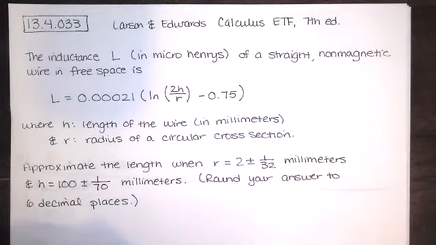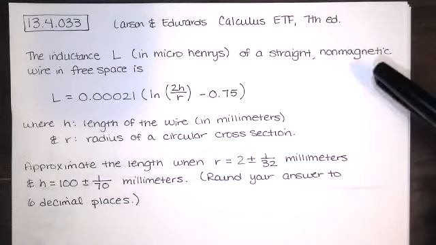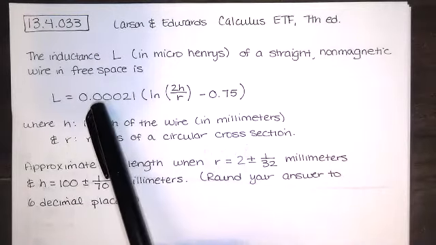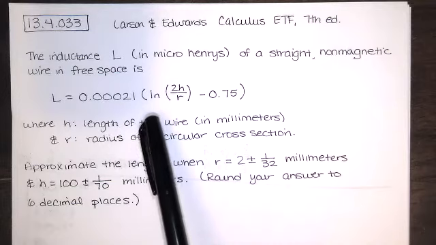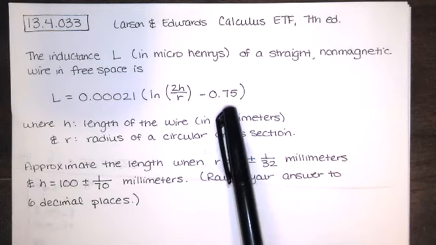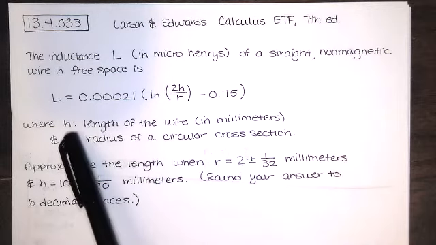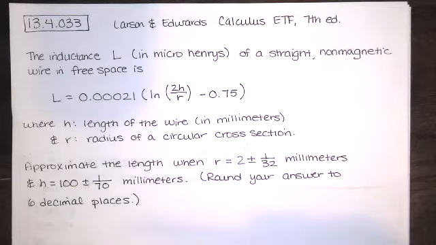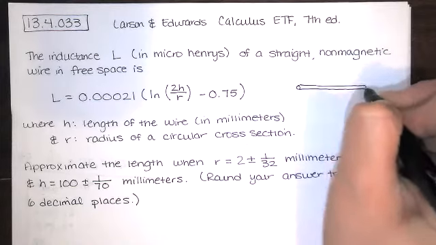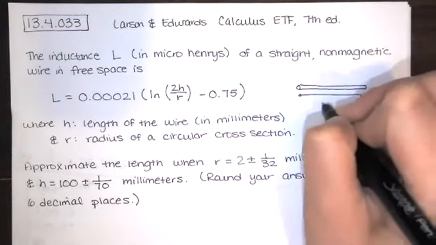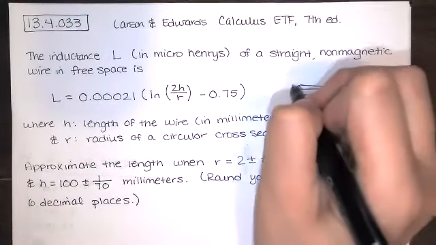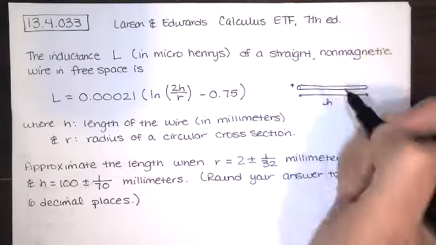It says, the inductance L in microhenries of a straight non-magnetic wire in free space is given by this equation. L equals 0.00021 times natural log of the quantity 2h over r minus 0.75, where h is the length of the wire in millimeters. We've got some wire like this, and this length is h. And r is the radius of a circular cross-section. It's a little bit hard to draw, but it's the radius of that little circle over there.